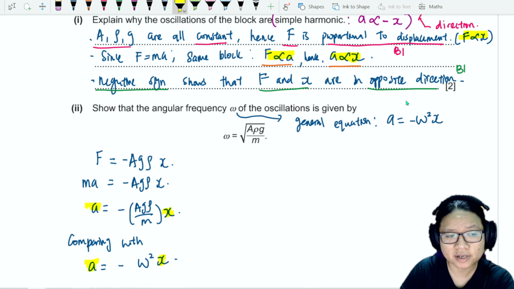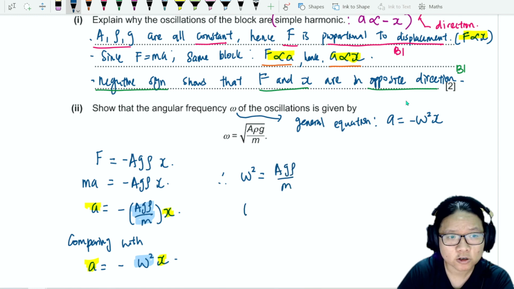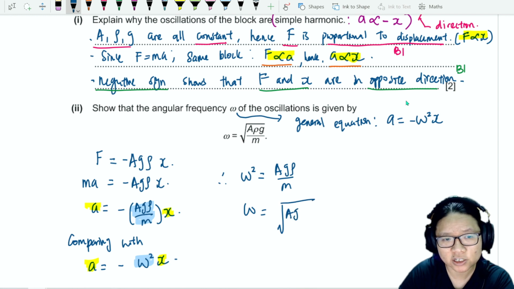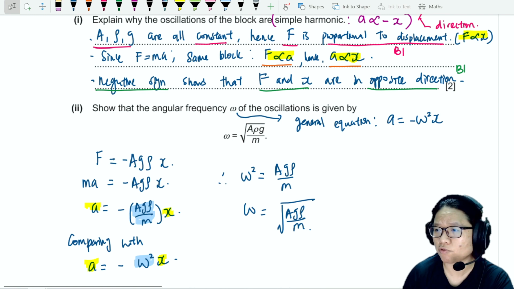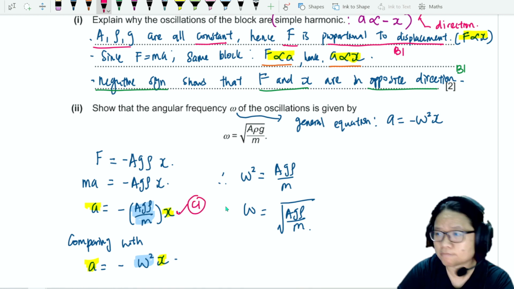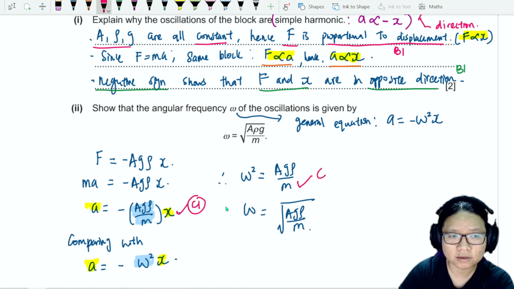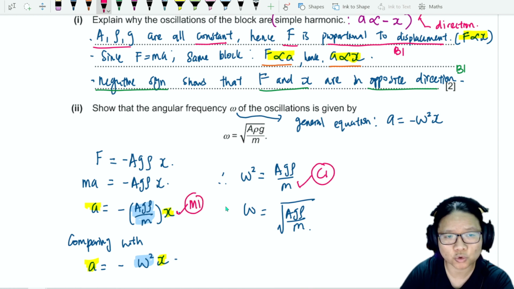We have x on the other side, and everything in this bracket, ladies and gentlemen, boys and girls, is your omega squared. So you can then say, hence, ω² = AGρ/m. So omega will be equal to the square root of AGρ/m. So this part of the proving is pretty straightforward. As long as you arrive at this step, you get 1 mark. Then you equate this to omega squared, you get another mark. Actually, this is M1, so you must show this to get the A1 mark.